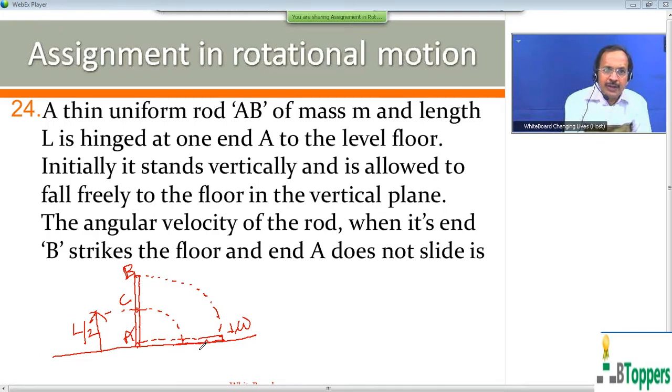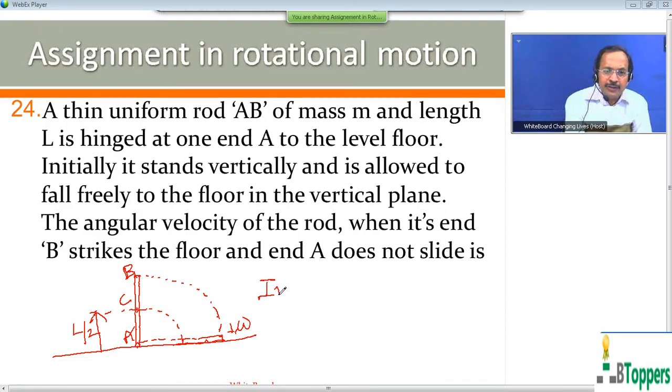Because no work is done by friction and other non-conservative forces, you can assume that the total mechanical energy of the rod remains constant during the motion in the vertical plane under the influence of gravity. So we can assume the gravitational potential energy of the rod to be 0 at the ground level.